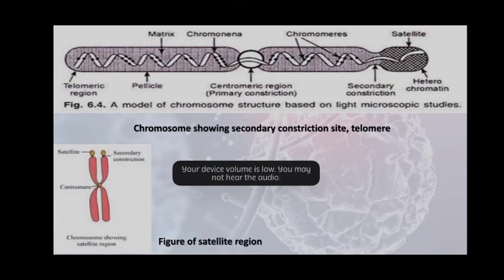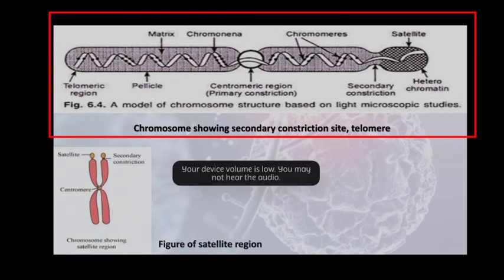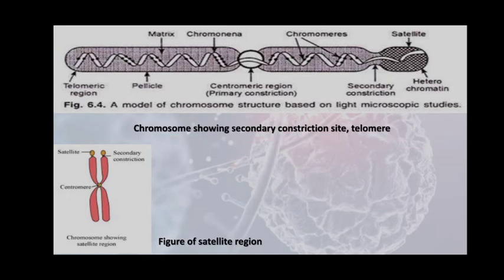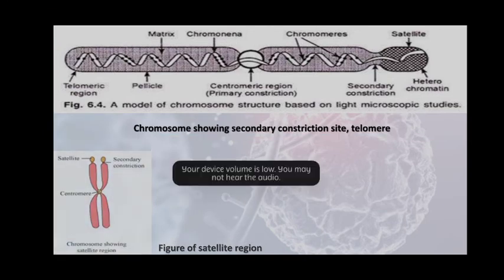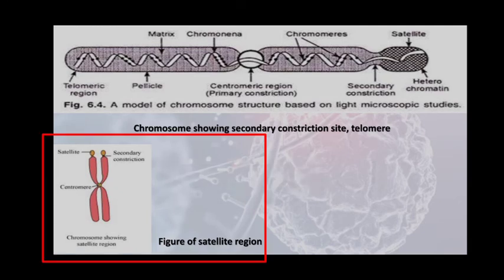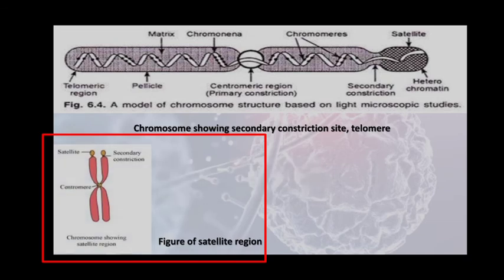Now, we can see in this diagram a chromosome showing secondary constriction site, telomere, primary constriction site, satellites, and chromomeres, chromonema. This is a model chromosome structure based on light microscopic studies. And here in this figure below, you can see the satellite region also.